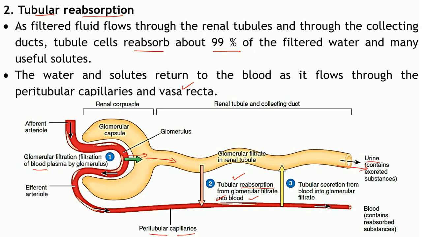The water as well as the solute. So the entire thing which is filtered over here will not get excreted out in the form of urine, but the important solutes, as per the need of the body to maintain homeostasis, and the water will get reabsorbed. So this process of return of the substances back to the blood is known as tubular reabsorption.